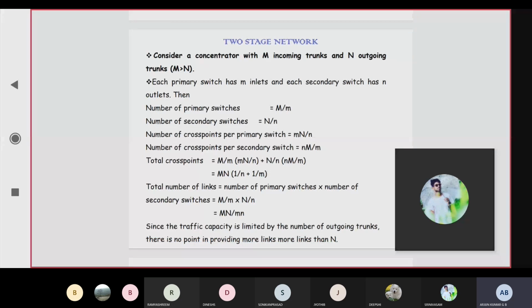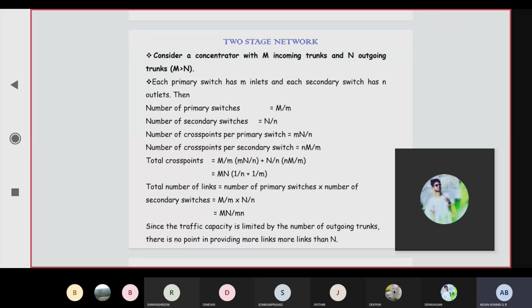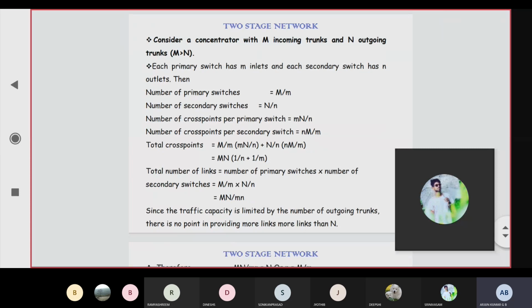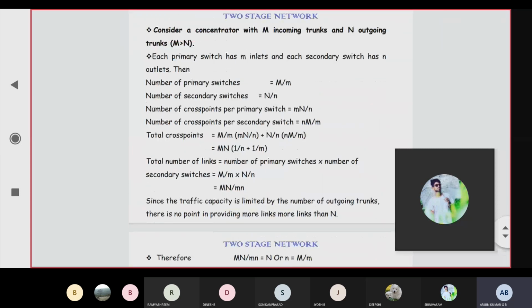Here we are considering incoming trunks will be represented by m and outgoing trunks will be represented by n. Suppose the incoming line is greater than your outgoing line, then what is the equation? What are the cross points we will get? What is the grading we will get in this two-stage networking system?